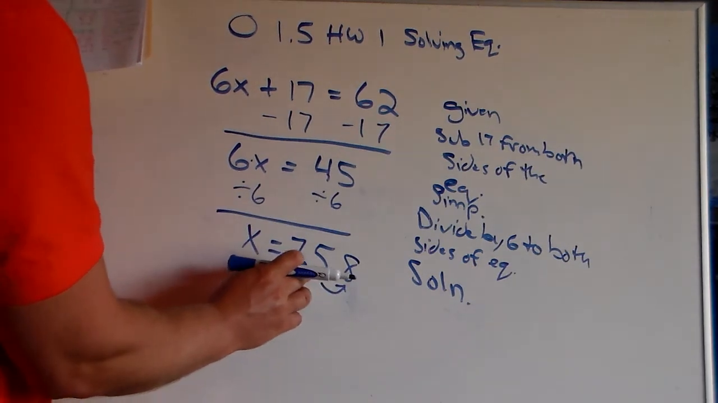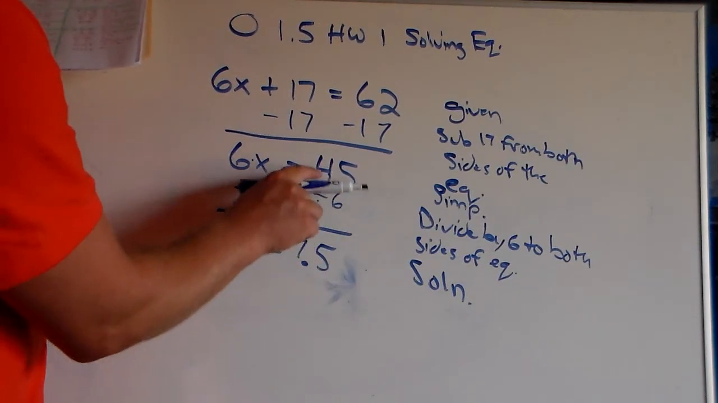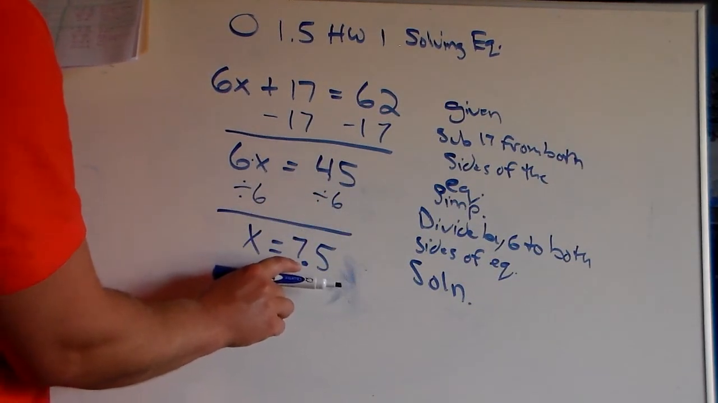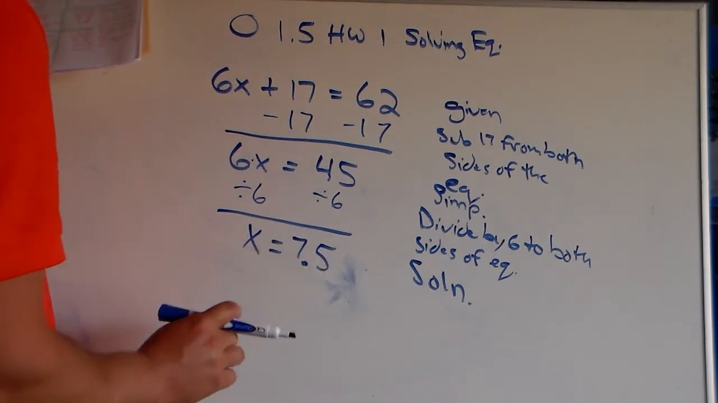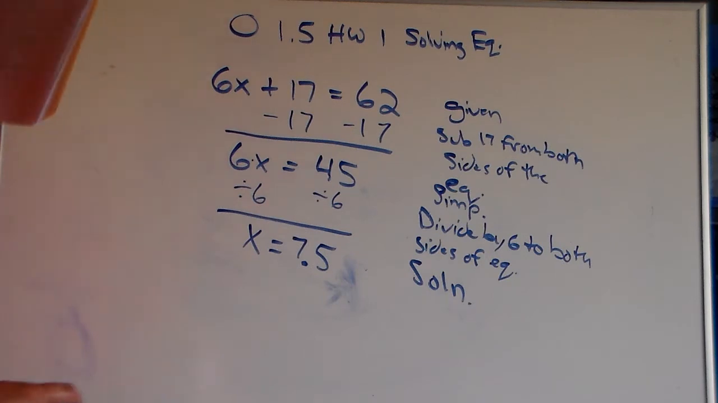But our numbers turned out really nice. 45 divided by 6 turns out to be 7.5 even. It's exactly that. That would be our answer for problem number 1. Next, we'll do problem number 2.